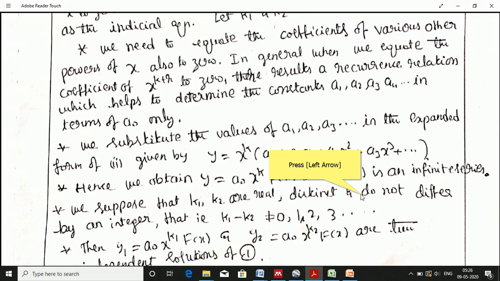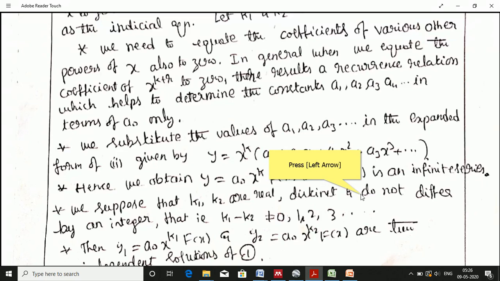f of x is an infinite series. When we equate the coefficient of least power of x to 0, we are getting an equation. That equation is known as the indicial equation. By solving it, we are obtaining two values for k. We are calling those values of k as k1 and k2.